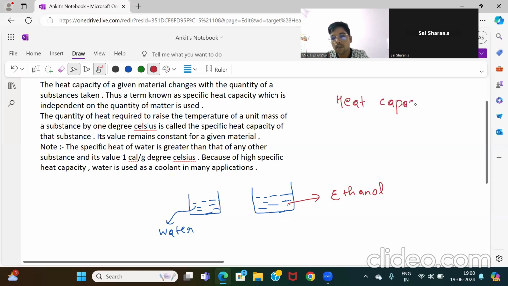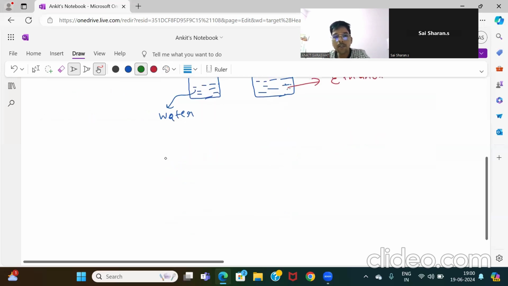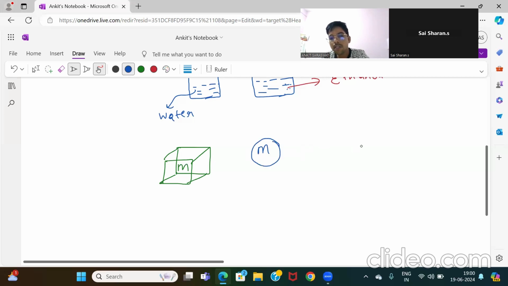The amount of heat that an object can take before it melts. For example, if I am taking a substance that is having mass m, the amount of heat that is required for m mass of substance in order to raise its temperature by 1 degree Celsius, that is heat capacity.